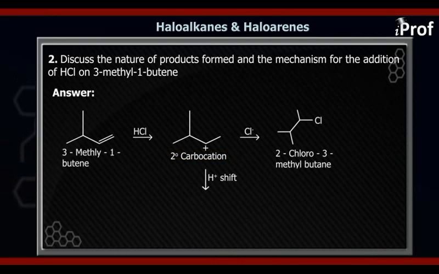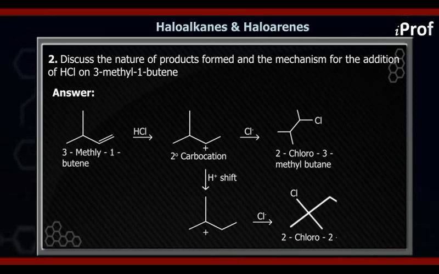Now the second possibility is that the 2-degree carbocation formed can undergo rearrangement from its adjacent carbon. So in this case, if H+ shift takes place from the second carbon, then the carbocation formed will be CH3, C positive, CH3, CH2, CH3. Now on this carbocation Cl- will attack. So what we will get is the product 2-chloro-2-methyl-butane, whose structure is this.